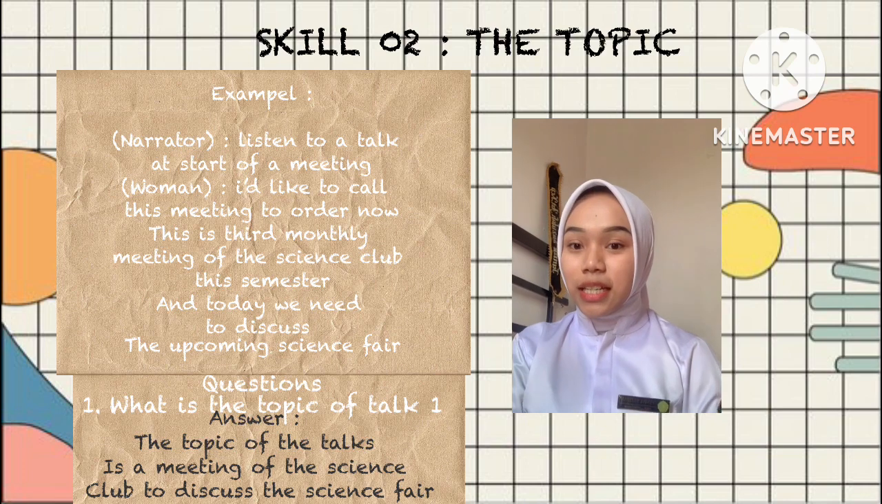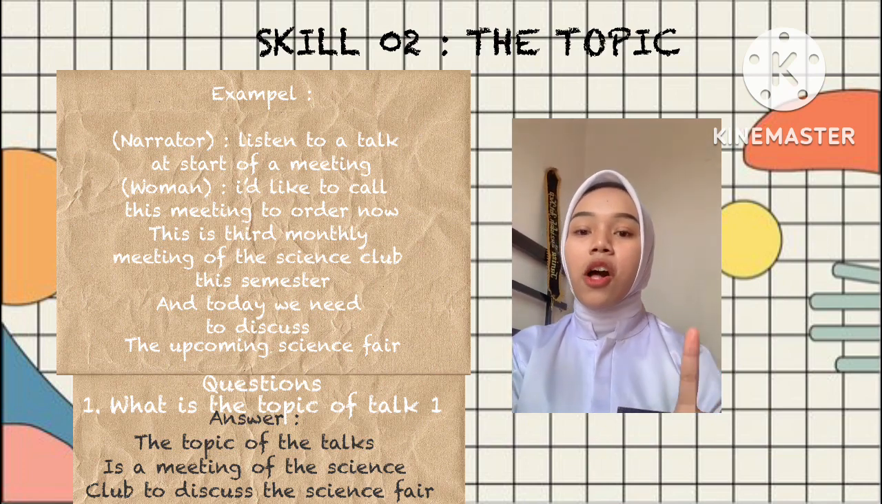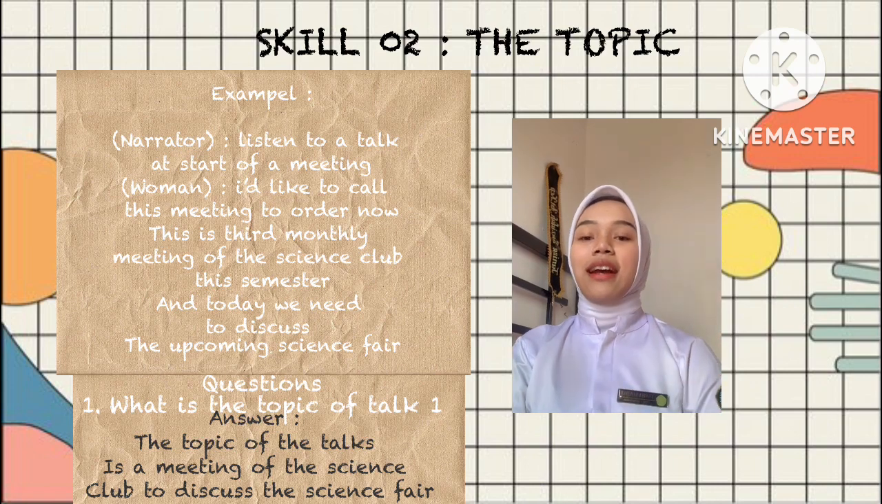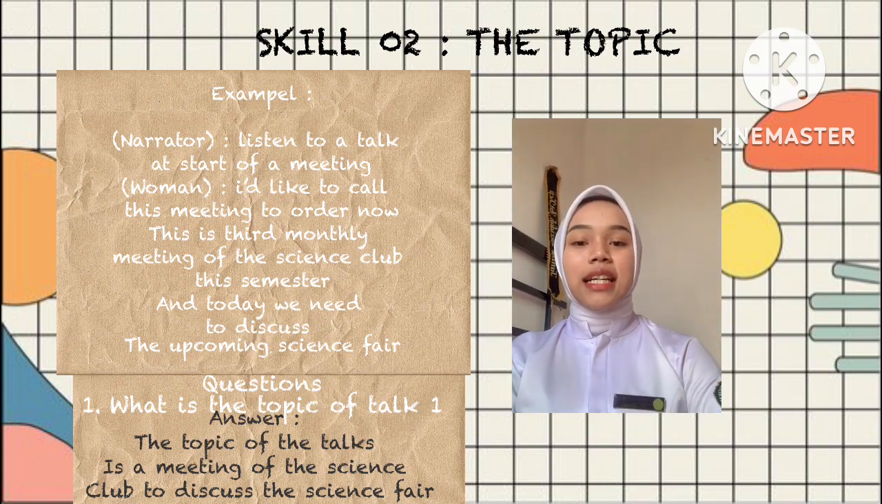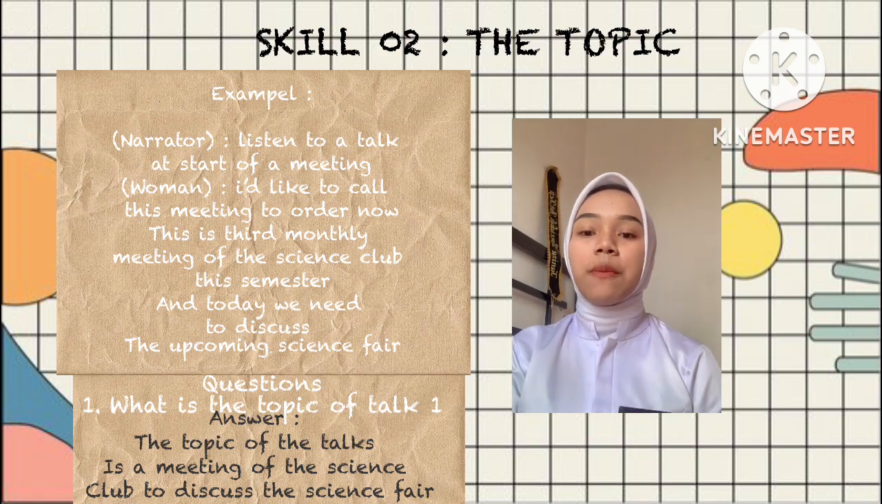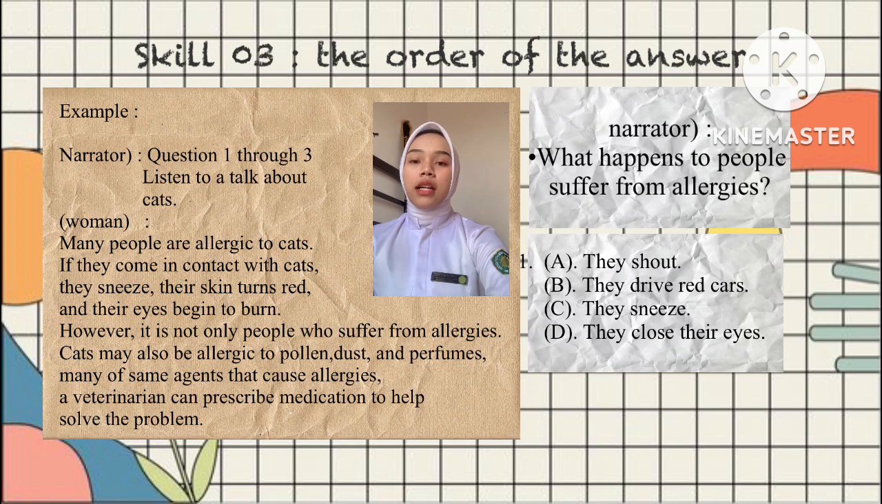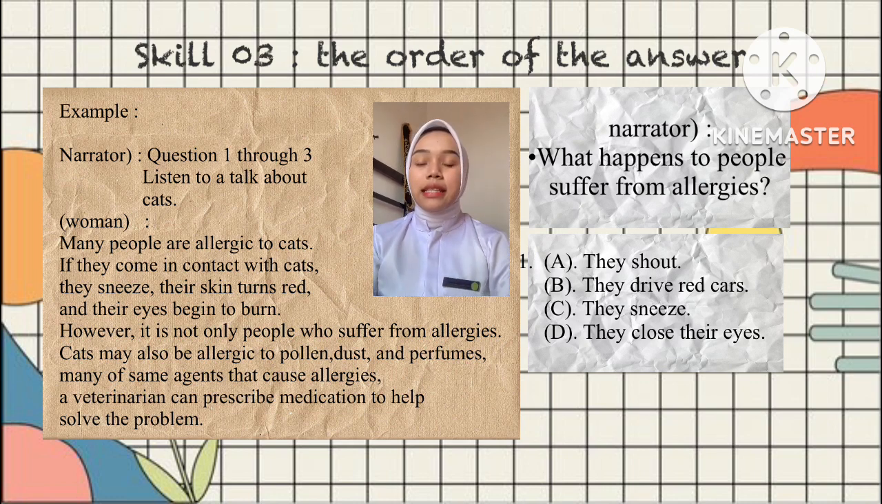Okay, the question is, what is the topic of the talk? Okay, the answer is, the topic of the talk is a meeting of the science club to discuss the science fair. Okay, for skill 3, the last skill, skill 3 is the order of the answers.